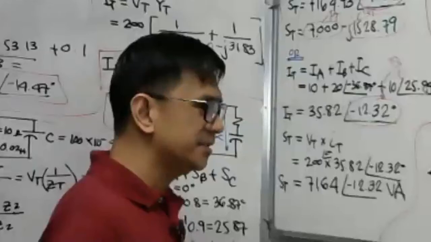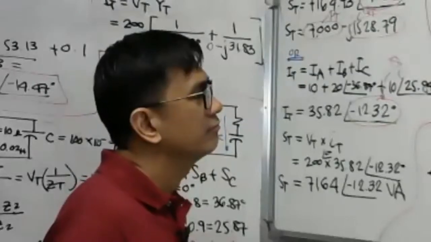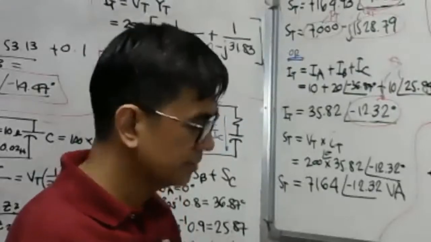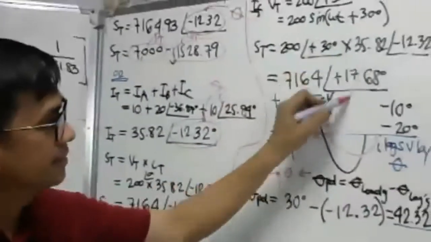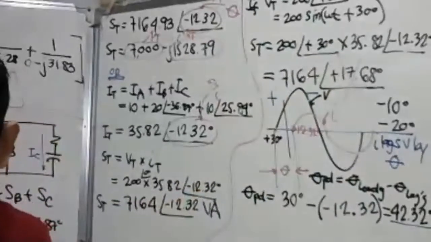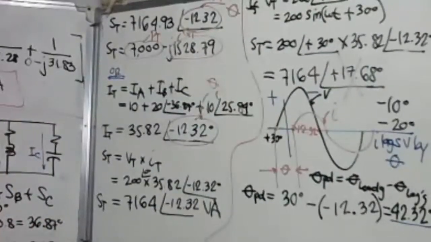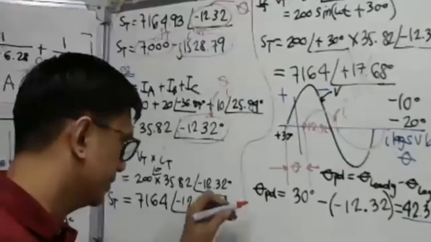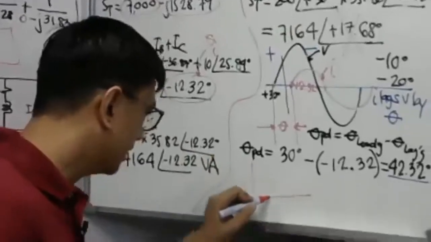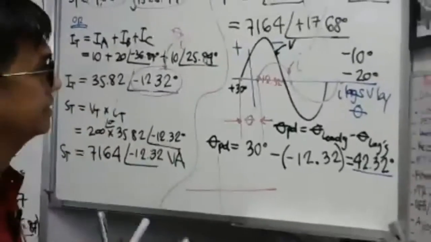So, ibig sabihin pala, sir, mali ito. Yes, that's wrong. I'll show you by vector form or by phasor. Okay? By vector analysis or phasor analysis.